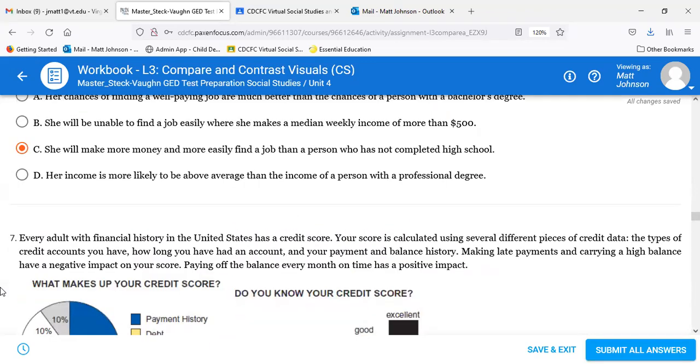Every adult with financial history in the United States has a credit score. Your score is calculated using several different pieces of credit data: the types of credit accounts you have, how long you've had an account, and your payment and balance history. Making late payments and carrying a high balance have a negative impact on your score. Paying off the balance every month on time has a positive impact.